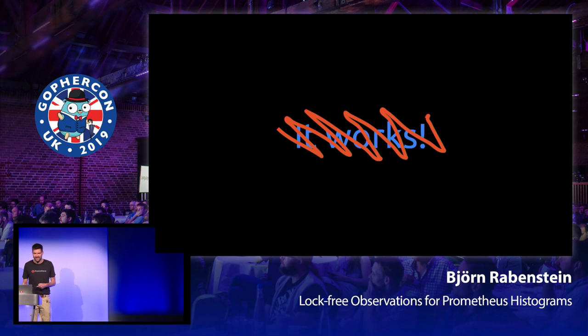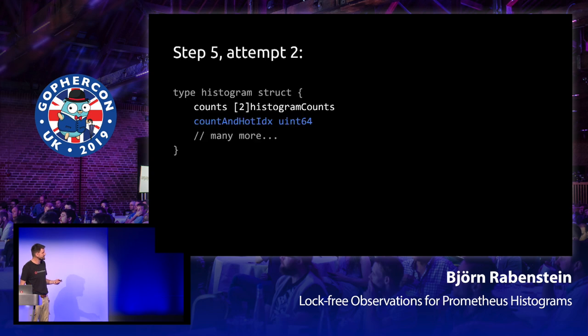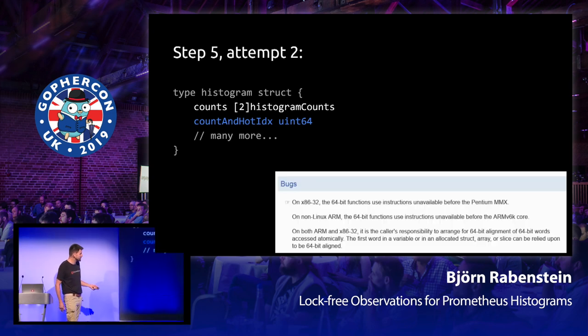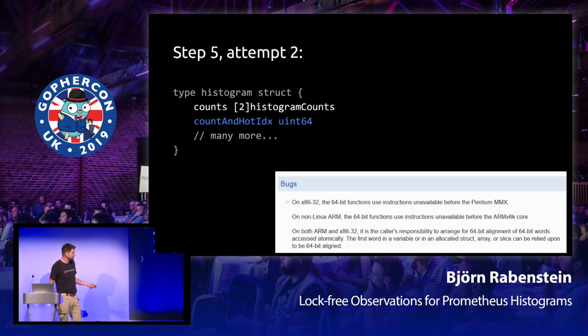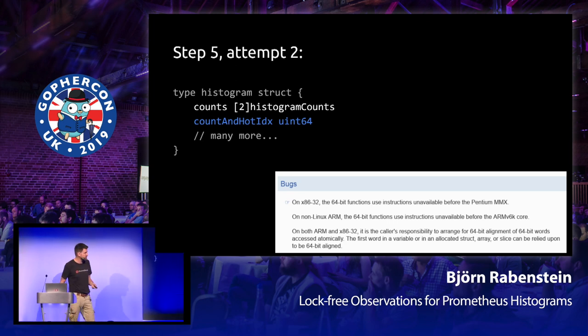So, any guess what's going wrong? I didn't hear that. I think that's not it. So the reason, which has hit me before, is a bug in the atomic package. The variables that you act on atomically have to be 64-bit aligned, even on 32-bit platforms. And on some platforms, this is actually hard, like ARM or x86-32.